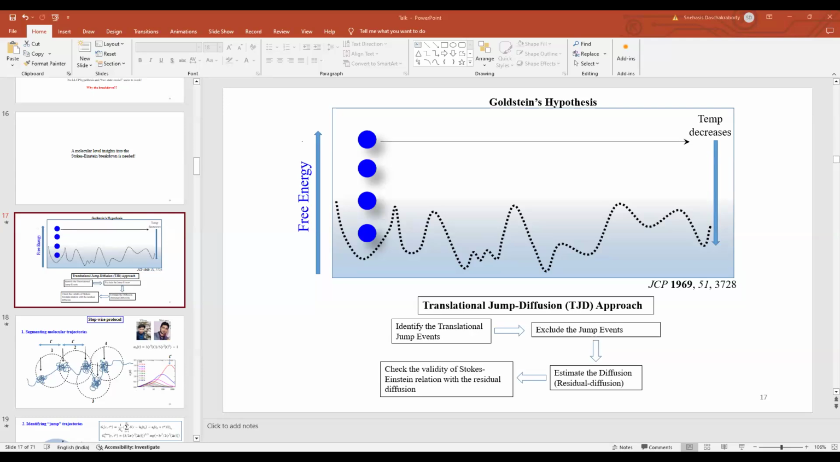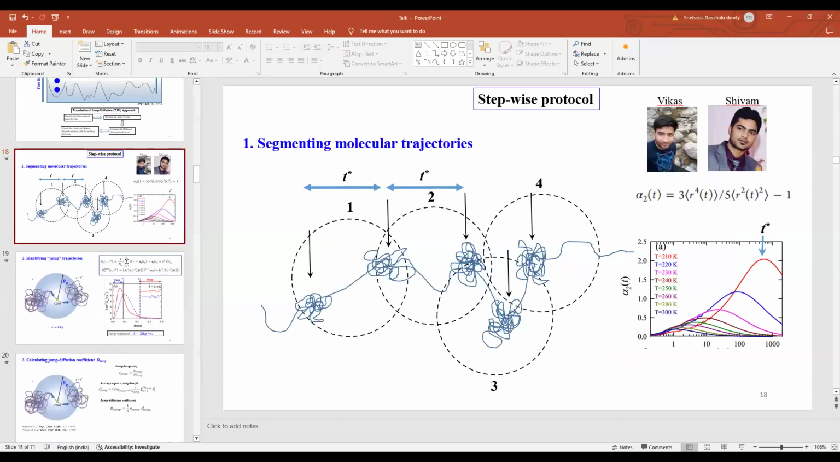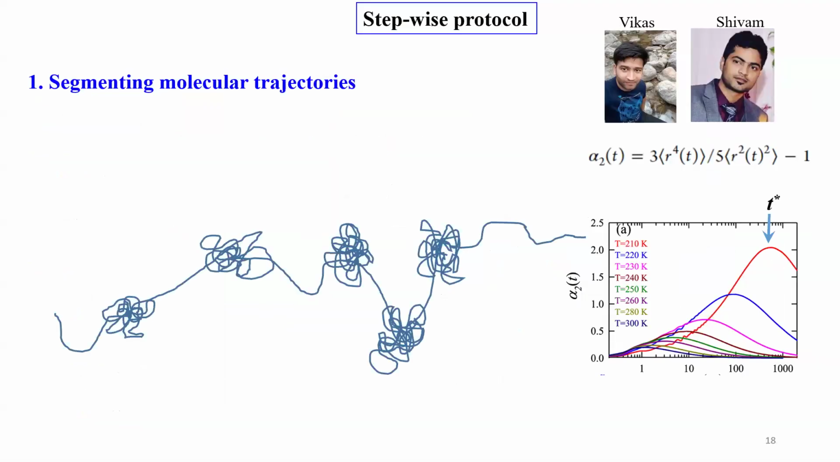Yeah, just one clarification I would like to have here. Snehasis, about your dissecting the trajectory into different intervals of time T-star, right? That's the interval you have taken. And that T-star you are taking from the non-Gaussian parameter, right? Yes.